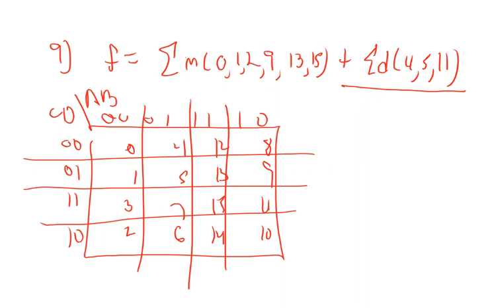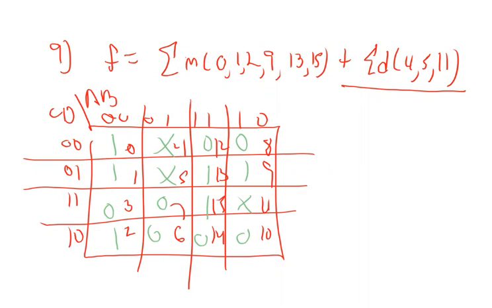Let's change colors. So the ones go into 0, 1, 2, 9, 13, and 15. And the don't cares go into 4, 5, and 11. And all the rest are 0. What am I going to loop? Mateo, what shall I loop?